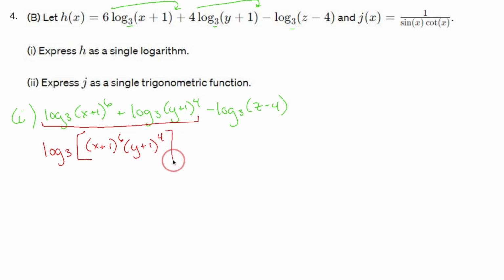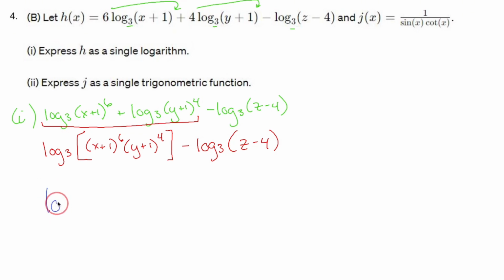We're going to leave it like that because I can't imagine we're going to be expected to FOIL this out 6 times, that out 4 times, then do a train wreck of a problem. I think we're okay leaving it like that. You're still going to subtract log base 3 of z minus 4. Now, when you subtract logs of the same base, you divide the insides.